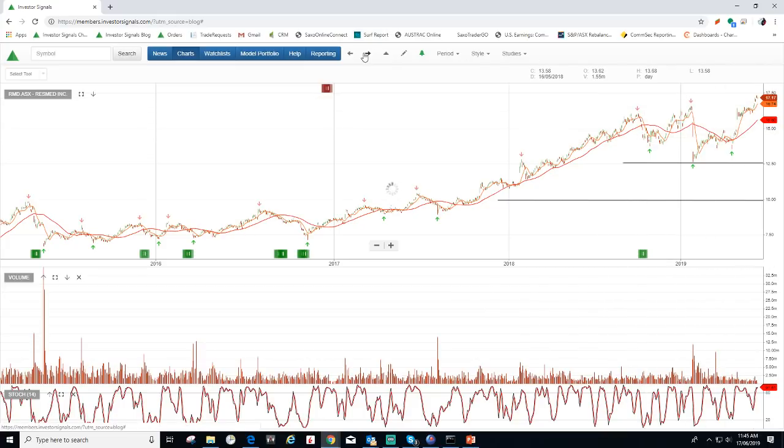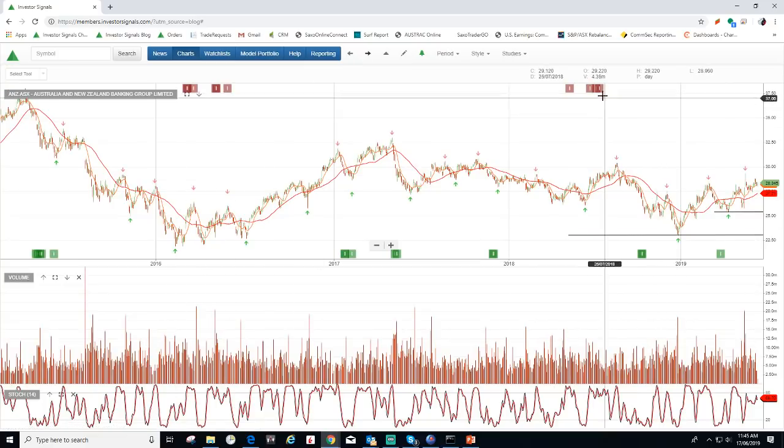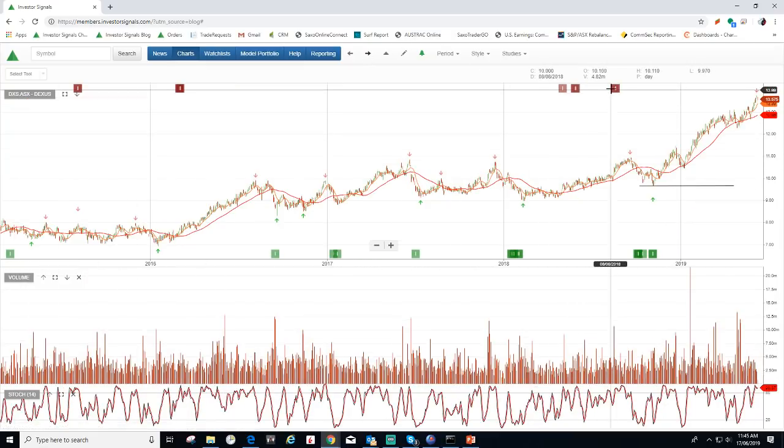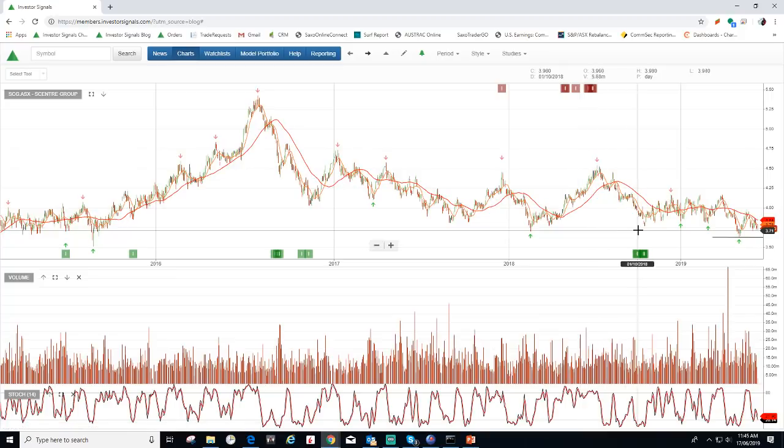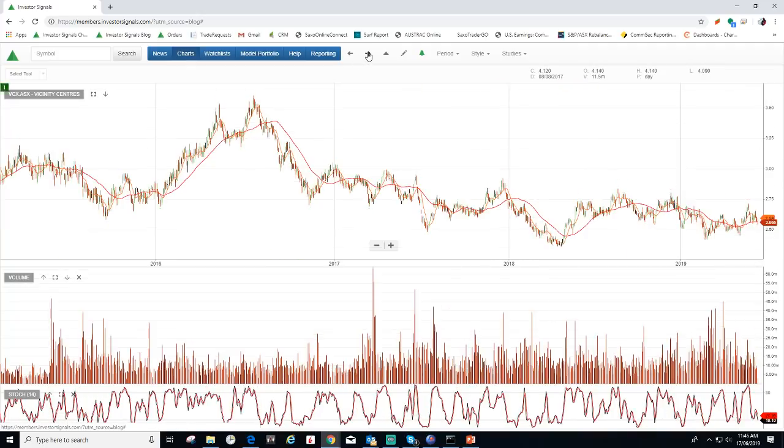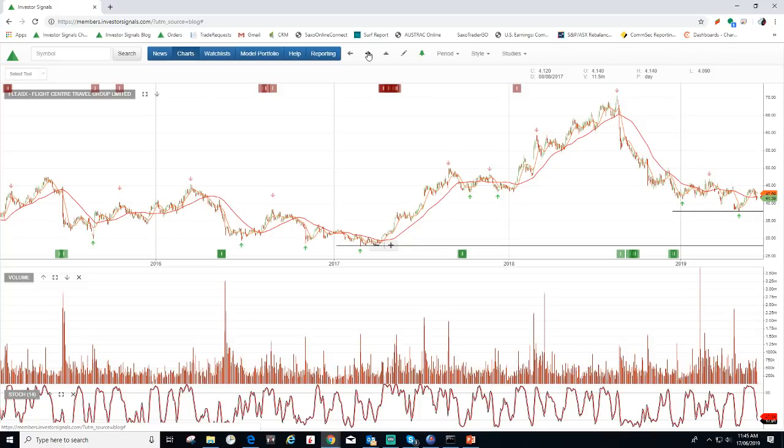ResMed's a holding within the model portfolio, so it was added at around this 1430 level, now pushing up towards $17. ANZ switched from sell into buy conditions at around $25, now pushing up towards $28. Dexus Group switched from sell into buy here at around $10, now pushing $13.75. Centre Group hasn't really done too much since being added to the model. It was added around $3.80, and we're sitting just below that level at the moment. Same with Vicinity, hasn't really been a strong performer. It's about line ball with where it was originally added.